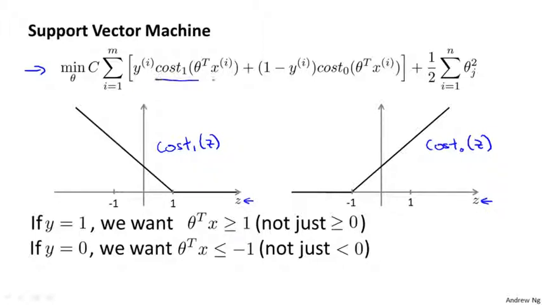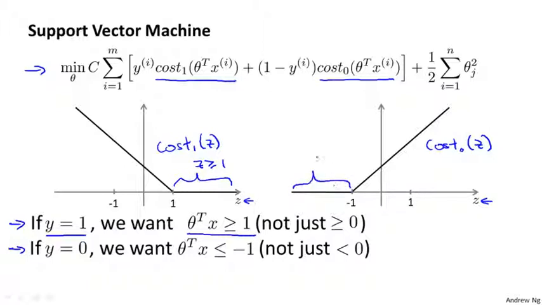If you have a positive example, so if y is equal to 1, then cost1 of z is 0 only when z is greater than or equal to 1. So in other words, if you have a positive example, we really want theta transpose x to be greater than or equal to 1. And conversely, if y is equal to 0, look at this cost0 of z function, then it is only in this region, where z is less than or equal to -1, that we have that cost0 of z is equal to 0.